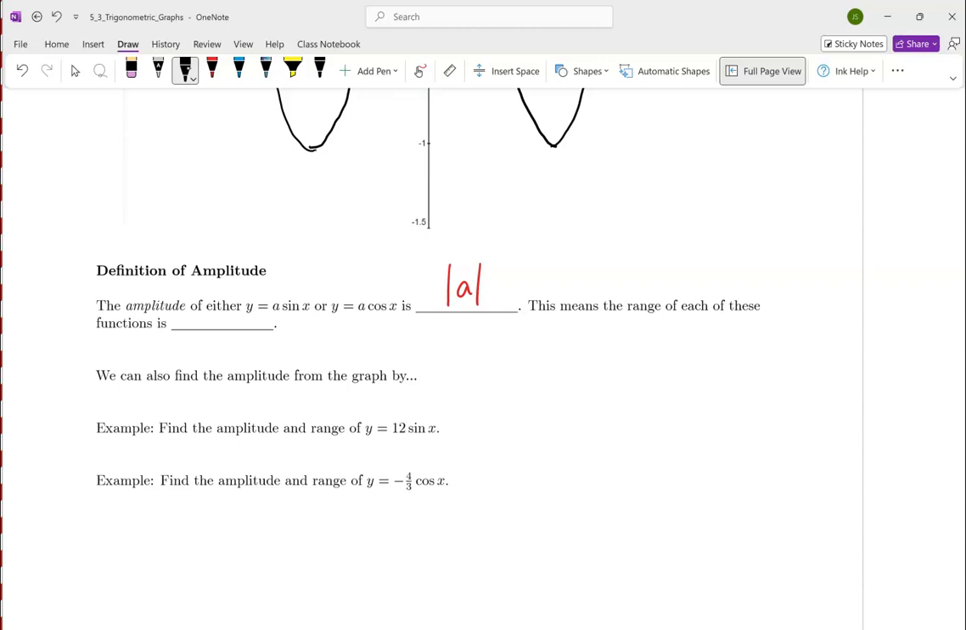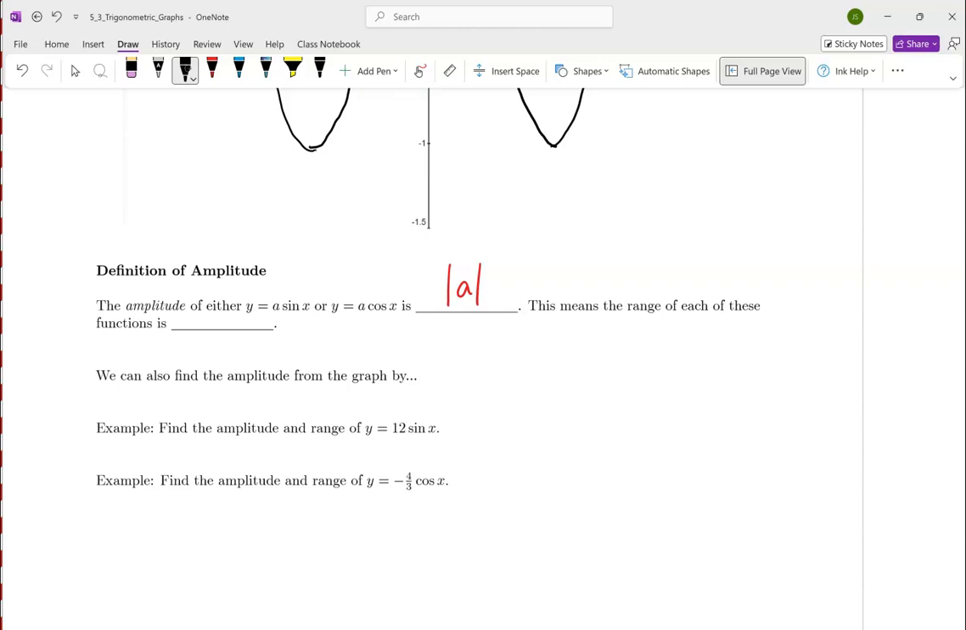When I put a negative sign in front of something, what does that tell you to do with a graph? Flip it over the x-axis, right? Flip it upside down. If you flip it upside down, does that change the range at all? No. So I don't want the negative in there at all to describe the amplitude. So we want to do the absolute value of this.